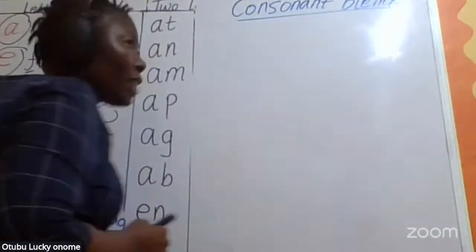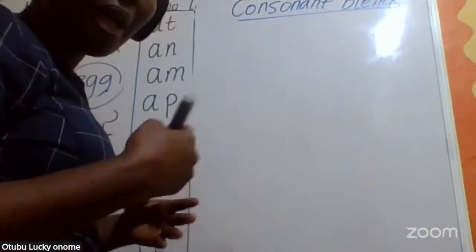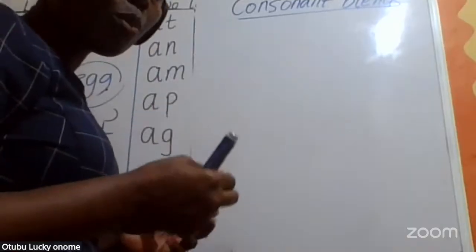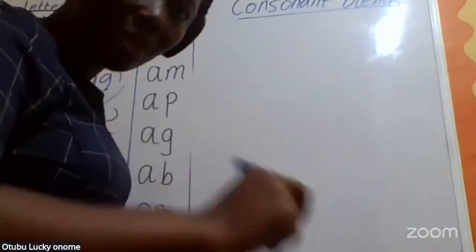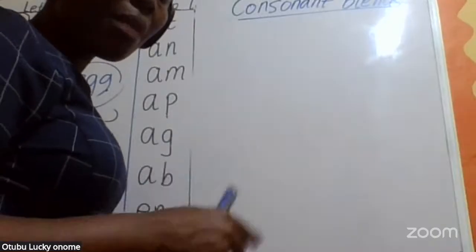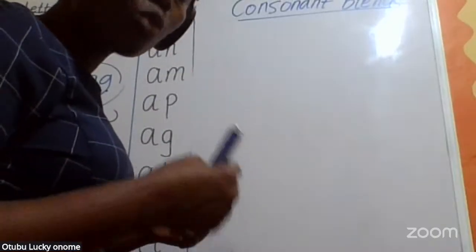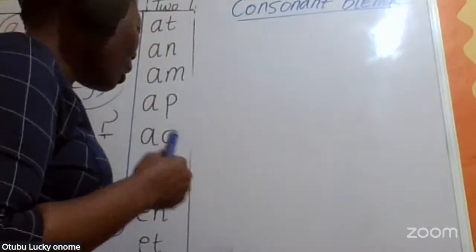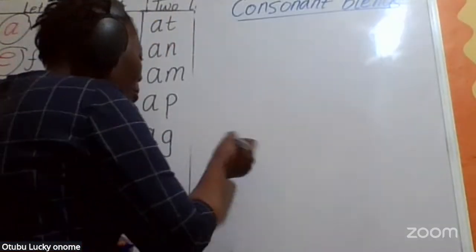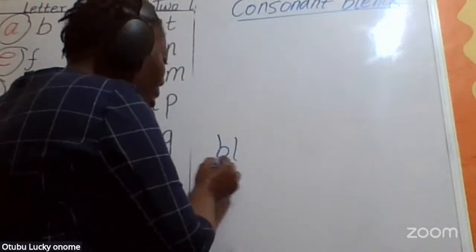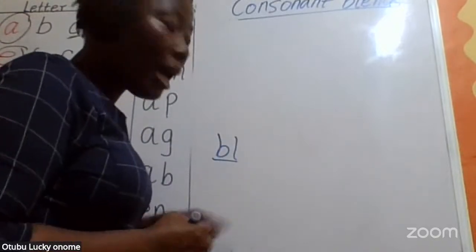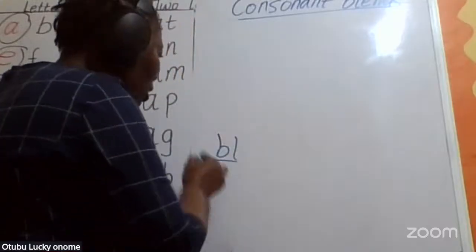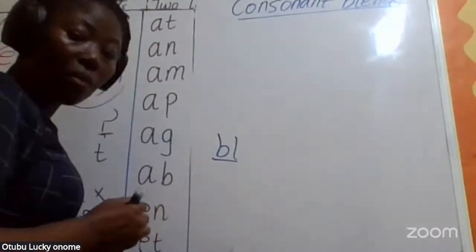Okay, consonant blends are two or more consonant letters that, when you say the sound, most times you will hear both sounds, but you have to call them together. They tend to make one sound when you are calling it. For example, b and l gives us "bl". So this is a consonant blend, and we are going to look at some of the consonant blends now.